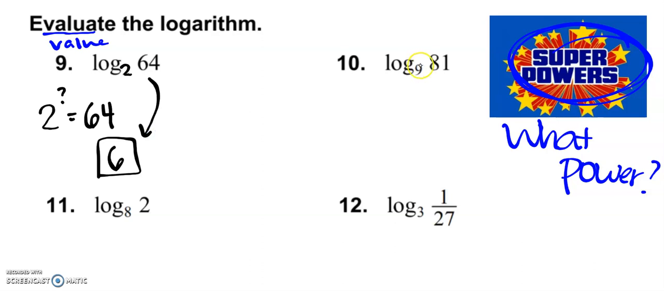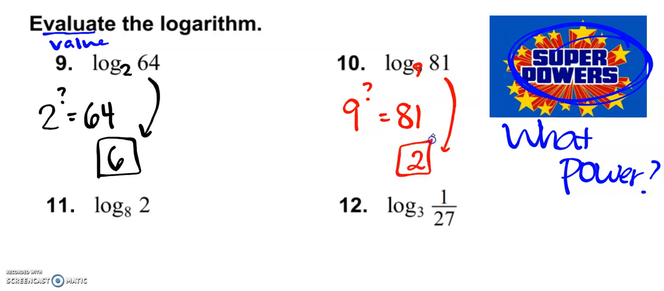This next one, we're going to ask ourselves 9 to what power is equal to 81? Well, hopefully you remember from your power book that 9 to the 2nd is equal to 81. So log base 9 of 81 is just 2.